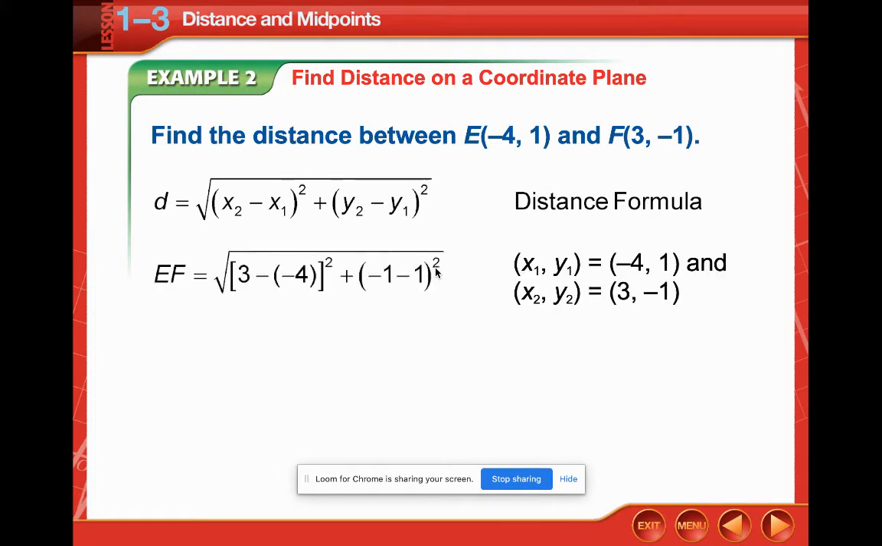This is what happens when you plug it in. Remember I said this is the x1, this is the y1? Look, we got x1, y1: negative 4, 1. So we plug it in. And this is our x2, y2: 3, negative 1.